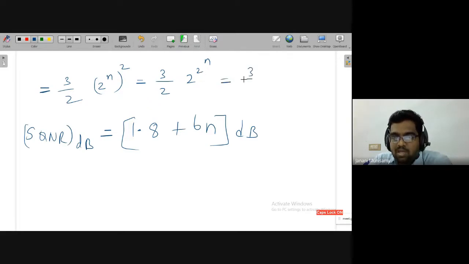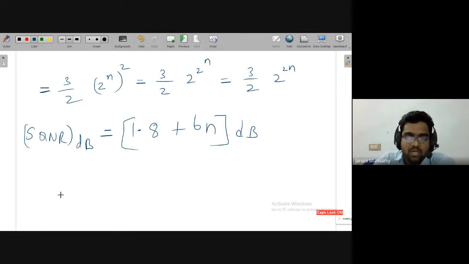Then again I can write the modified version of this. Say this is 3 by 2. Using the a power m whole power n formula, 2 to the power of 2n also. Please verify this, whether all are correct or wrong. You take some random number for n, a different number, and verify whether all the expressions are correct. If it is correct, then SQNR in dB, I can write like this: 1.8 plus 6n dB.